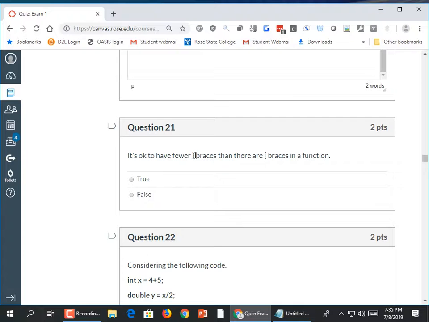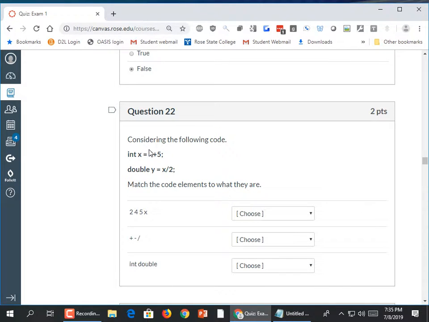No, you have to match your braces. It's not okay to have fewer closing braces. Consider the following code. X is equal to 4 plus 5. Double y is equal to y divided by 2. Okay, so things like that.